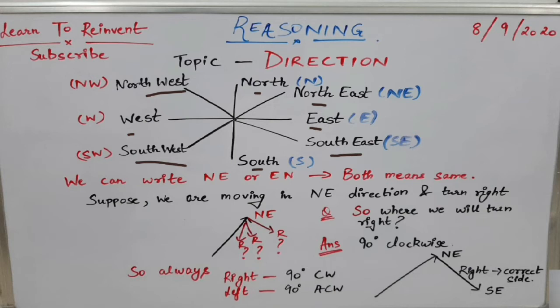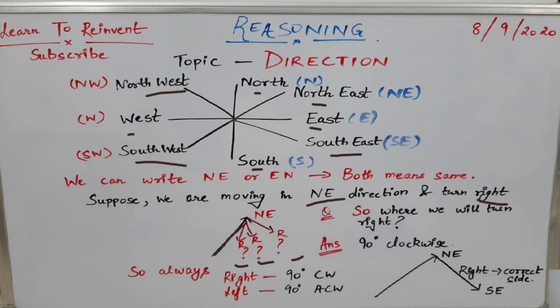Now there must be a question whether for northeast can you write it as east north direction? Yes, both mean the same, whether it is northeast or east north. Suppose we are moving in the northeast direction and we want to turn right-hand side. Now right can be this also and this also. So where exactly will we turn right?